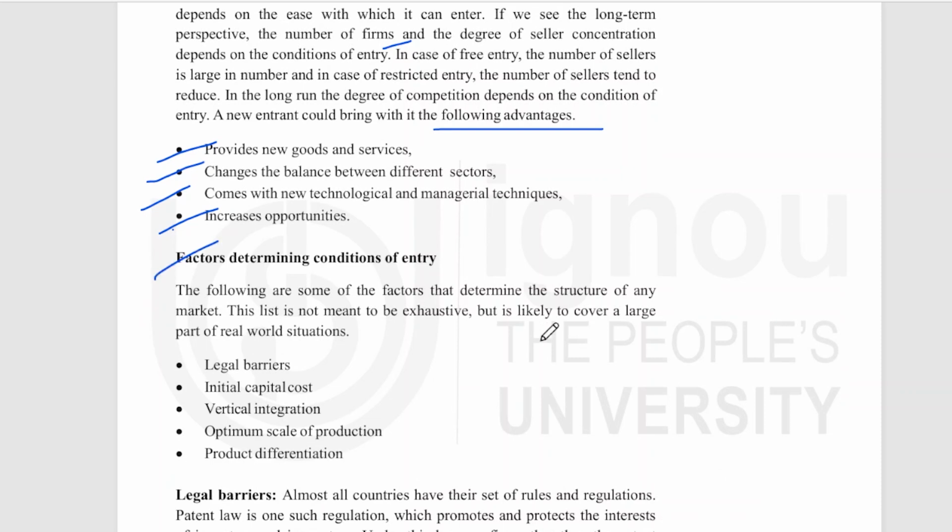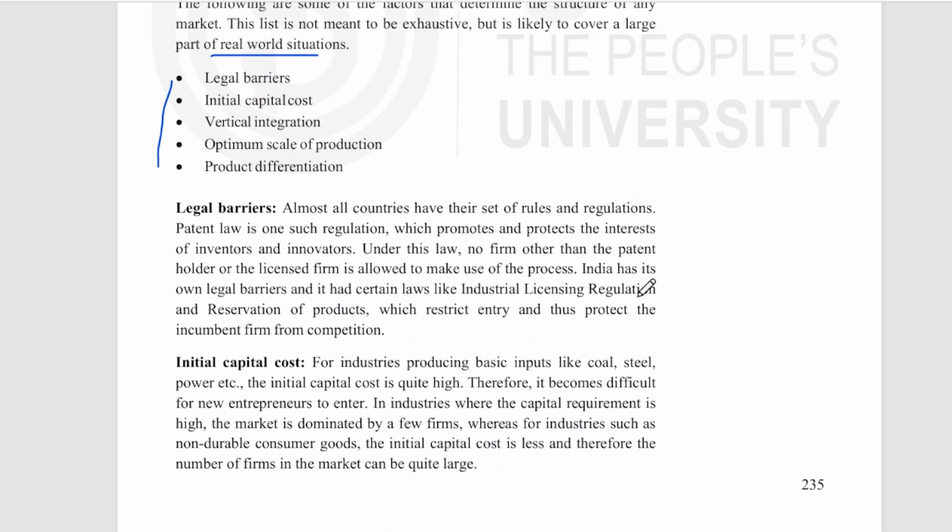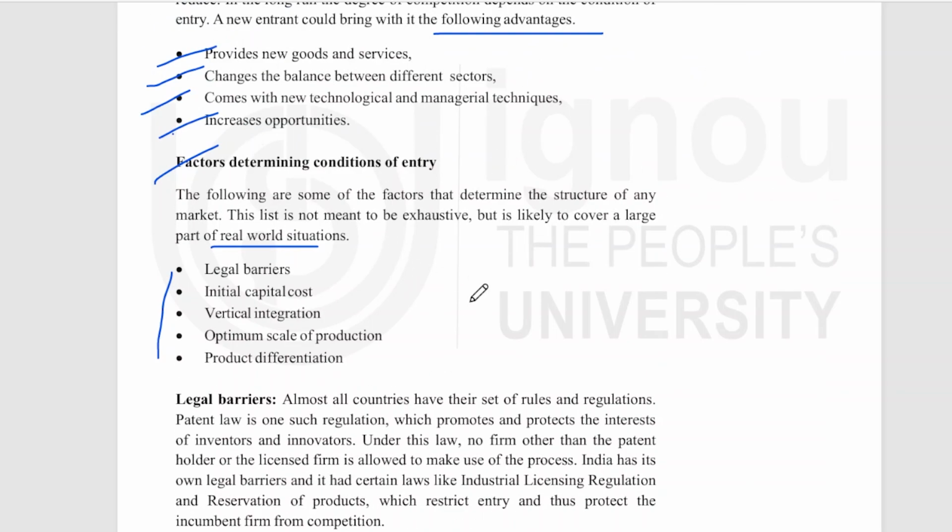Next is factors determining conditions of entry. The following are some of the factors that determine the structure of any market. This list is not meant to be exhaustive, but is likely to cover a large part of real world situations. So legal barriers, initial capital cost, vertical integration, optimum scale of production, and product differentiation are the factors determining the condition of entry.